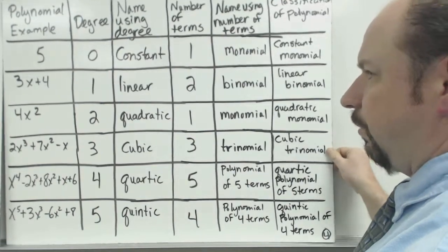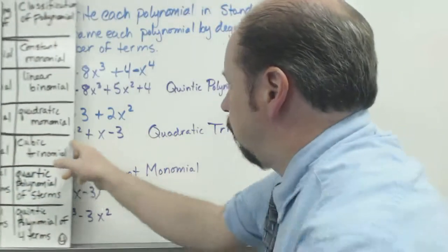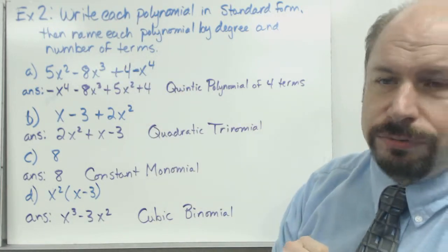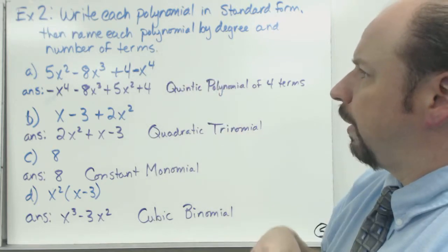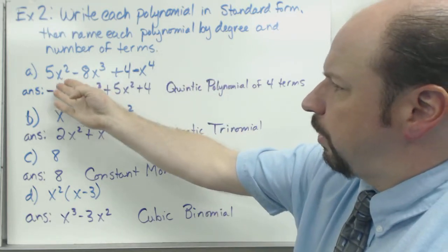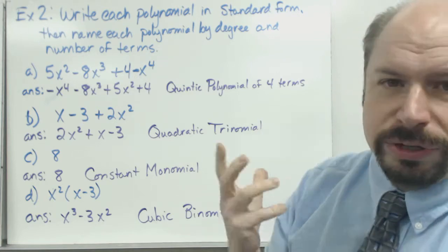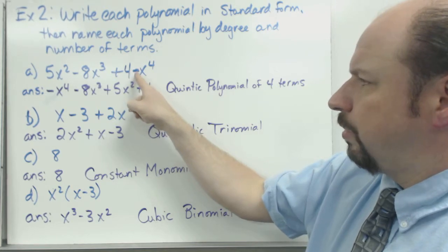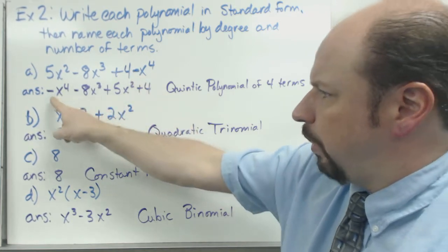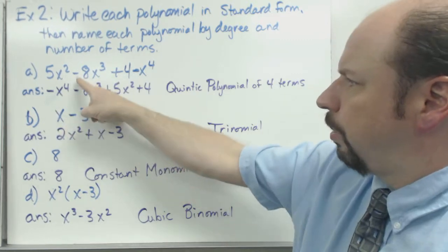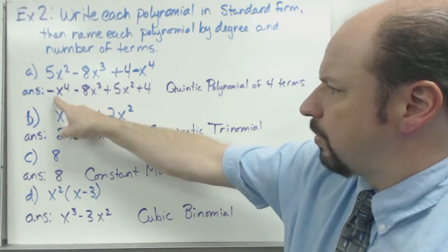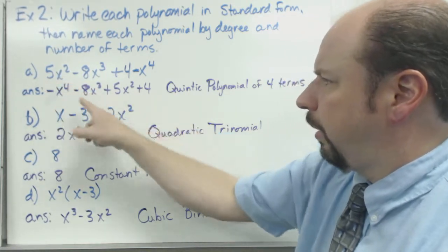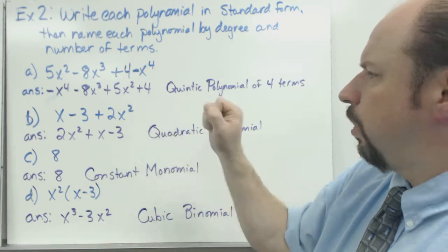Okay, one last set of examples, and then we're done for this particular topic. So example 2, write each polynomial in standard form, then name each polynomial by degree and number of terms. So here we have a polynomial. We need to rewrite it in standard form. So take the x. Please remember the sign in front goes with it. So this is a negative x to the 4th. Negative 8x cubed, so x to the 4th minus 8x cubed. There's an implied positive here that we don't really write in, so plus 5x squared plus 4.